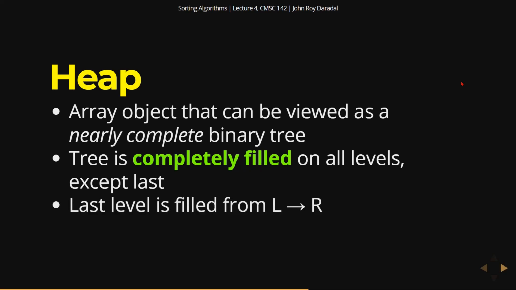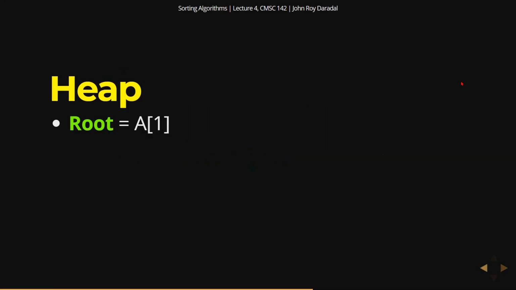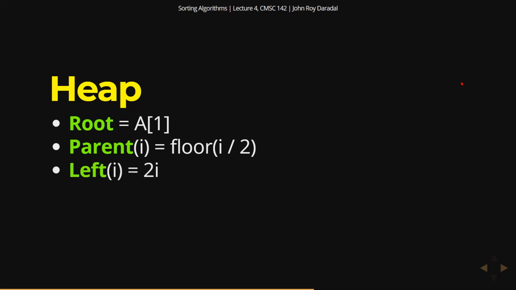Okay, so that, and then in the last level, it's filled from left to right. So the root is usually at the first element of the array, and if you want to get the parent index of that item, then you just get i over 2. If it's the left child, make it 2 times the index. If it's the right child, 2 times the index, then plus 1.